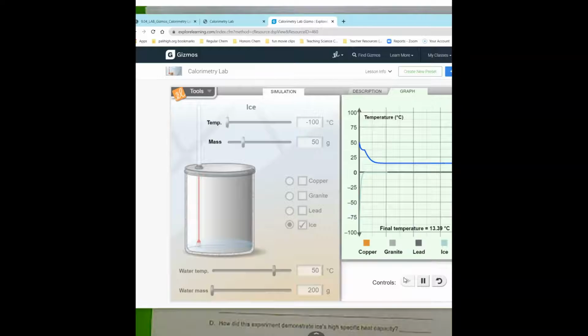And it says, what's our final temperature? And our final temperature was 13.39 degrees Celsius. Do you think the ice all melted? Well, I see that it disappeared here, so I think it did. Yes, because the light blue line that represents ice disappeared.